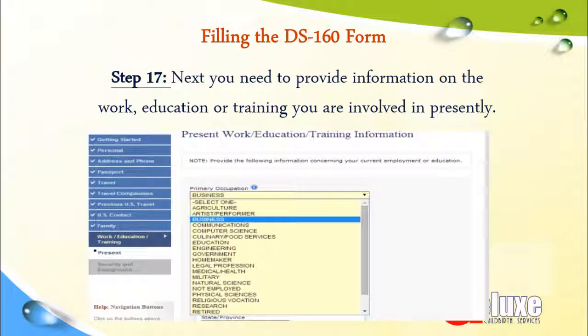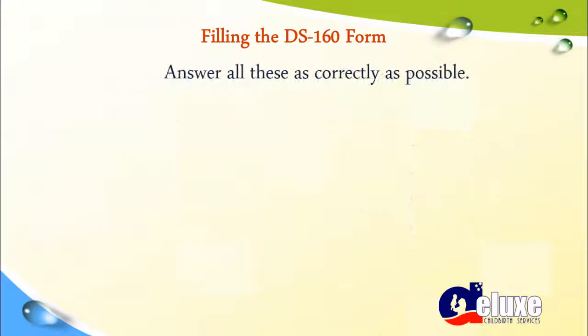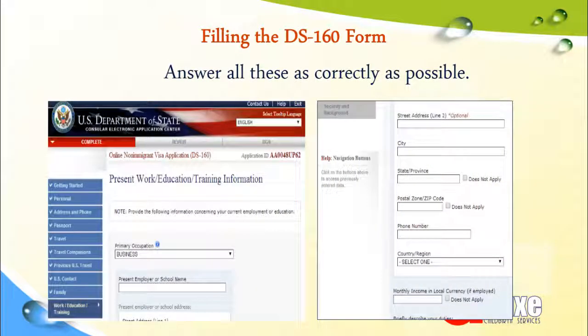Step 17. Next, you need to provide information on the work, education, or training you're involved in presently. Scroll through the best options in the drop-down and choose the one which will be best suited to you. You'll be required to provide further information, such as the name of your school, present employer, where the school, business, organization is situated, and what your monthly salary is if you're employed, and a brief description of your duties. Answer all these as correctly as possible.